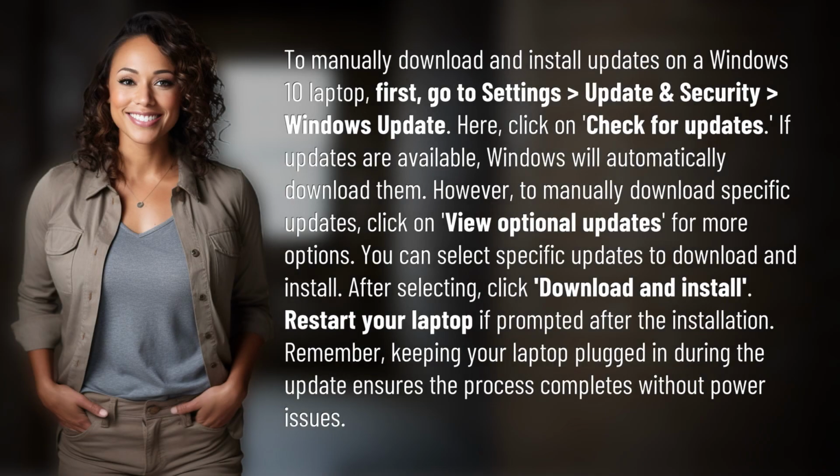To manually download and install updates on a Windows 10 laptop, first, go to Settings, Update and Security, Windows Update. Here, click on Check for Updates. If updates are available, Windows will automatically download them. However, to manually download specific updates, click on View Optional Updates for more options.